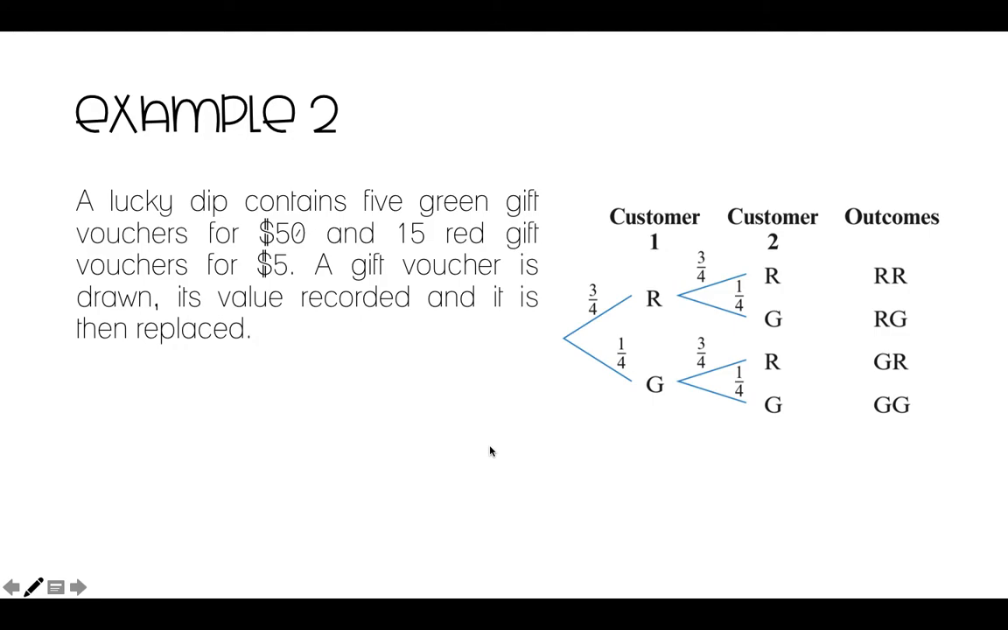So let's do another one. A lucky dip contains 5 green gift vouchers for $50 and 15 red vouchers for $5. A gift voucher is drawn, its value recorded, and it is then replaced. So here we have 3/4 and 1/4, and the reason we have that is, well, there's 15 out of 20 chances of pulling a red one, which simplifies down to 3/4, and 5 out of 20 chances of pulling a green one, which simplifies down to 1/4.